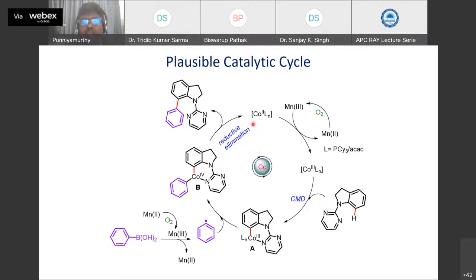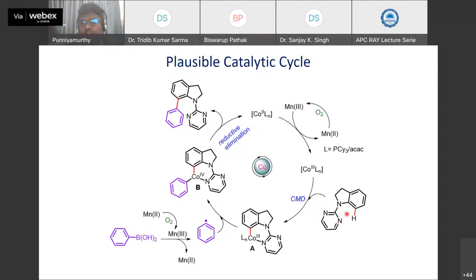When you go for the reaction pathway, the cobalt acac complex reacts with the phosphine, cyclohexyl phosphine 1, and then you form the phosphine complex. This undergoes oxidation to a cobalt 3 intermediate complex by an electron transfer process. The reaction also uses manganese 2 acetate. The manganese 2 acetate can be oxidized to manganese 3 acetate by oxygen. That can be reduced to manganese 2 by an electron transfer process, where you generate the cobalt 3 phosphine complex.